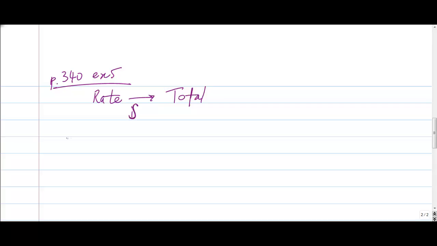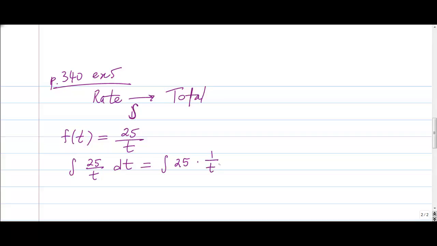And the rate that they gave me was 25 over t, and they said find the total. So I'm going to integrate 25 over t dt. Again, this is the integral. I haven't taken the integral yet, I'm just rewriting it, so I need to include that integral sign. This is like 25 times 1 over t, isn't it? So we leave the 25 alone, and you do natural log of t. And then don't forget the plus C.